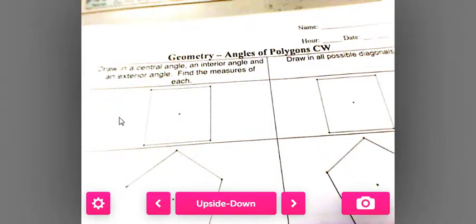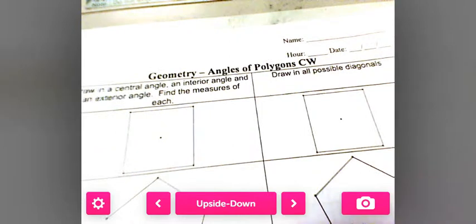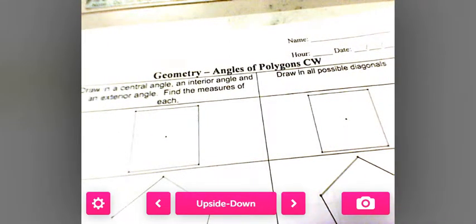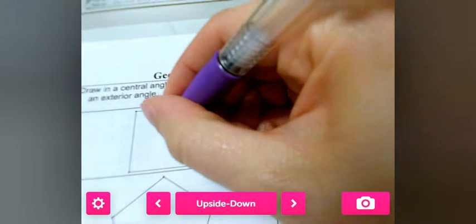We are looking at angles of polygons classwork. We're going to draw a central angle and an interior angle and an exterior angle and then find the measures. Okay, so a central angle should go through the what? We just talked about this with circles. It's through the middle, right? So this would be a central angle.